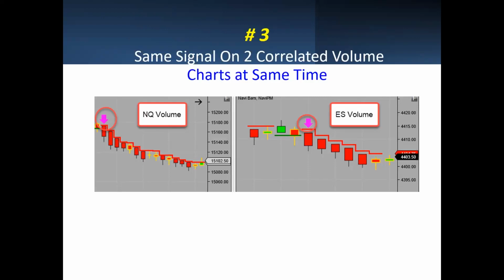All right, so now here's trade setup number 3. And this is 2 different volume charts for correlated markets. Again, the NASDAQ and the E-mini are very correlated.